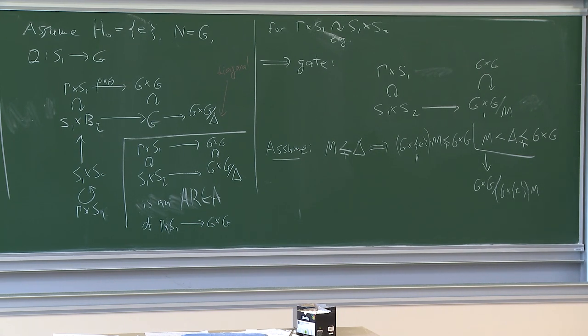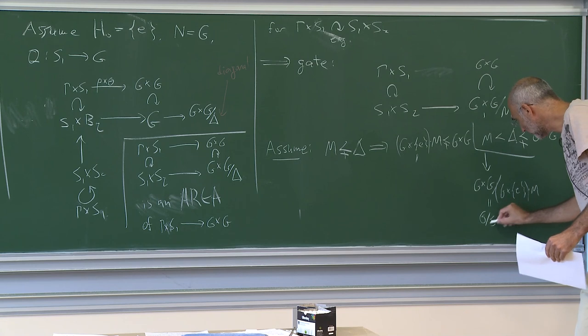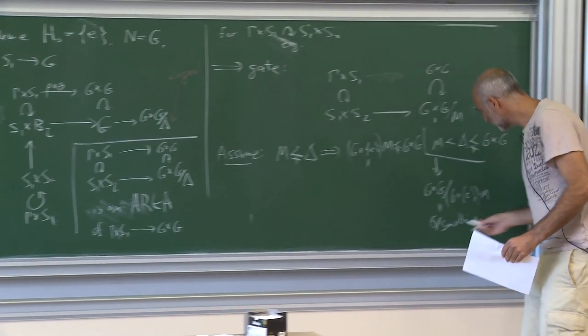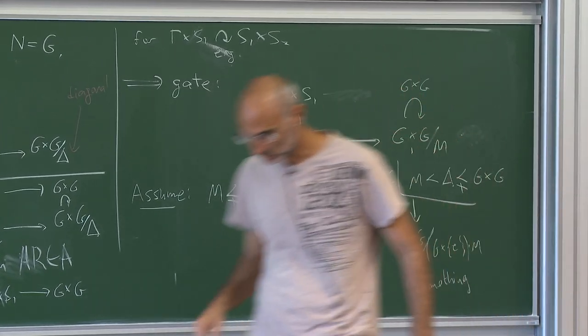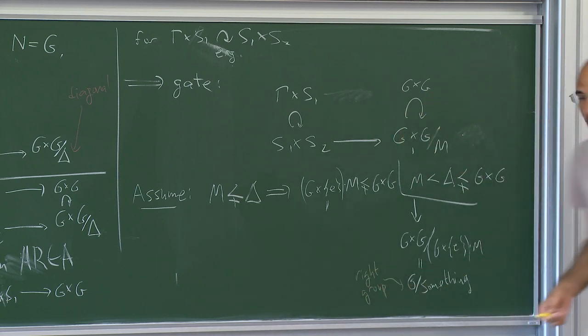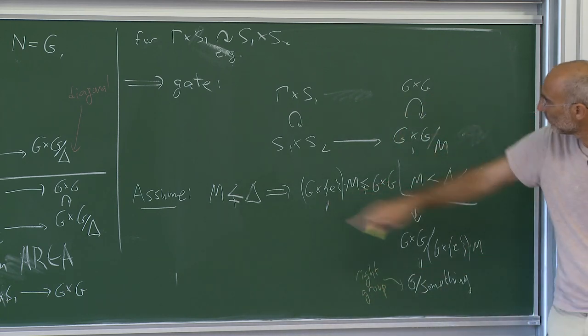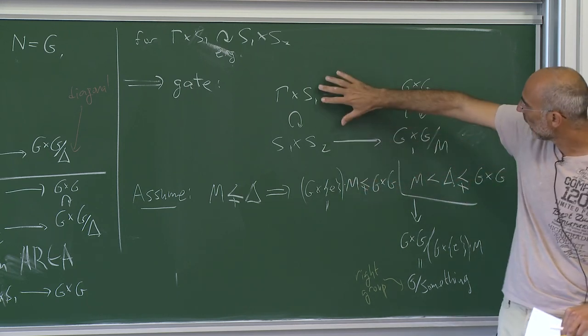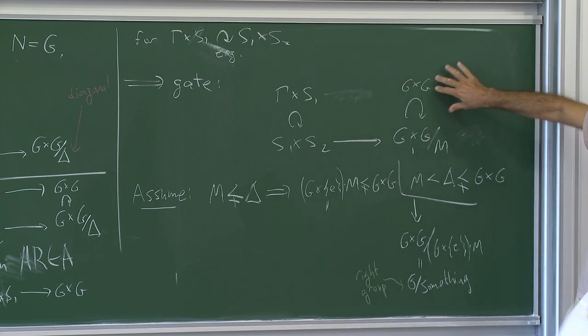I modded out the left G action. Should it have been the right G action? Sorry, I'm doing something stupid. Excuse me. So this is G mod something for the right acting group. But when I modded out the left group action, maybe I changed, I modded out the S1 action here.